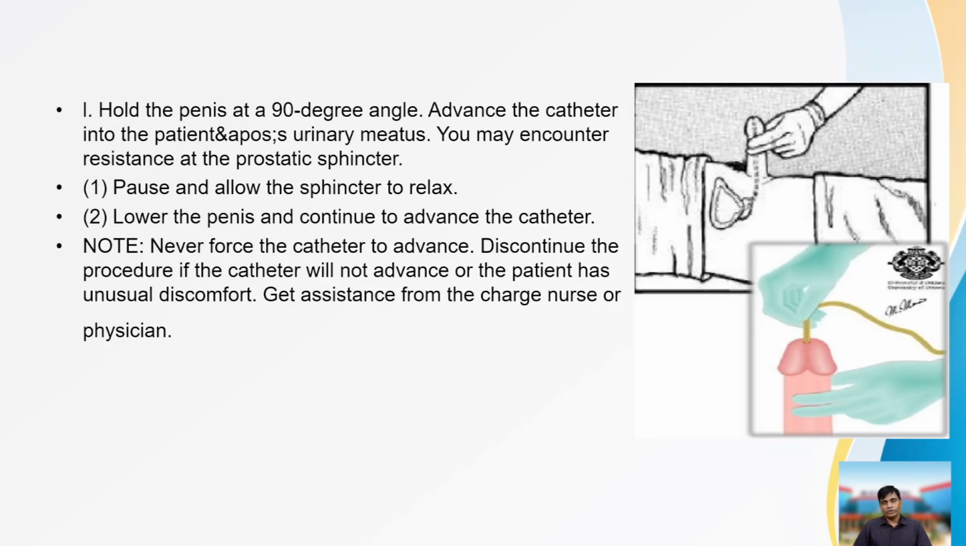Hold the penis at a 90-degree angle. Advance the catheter into the patient's urinary meatus. You may encounter resistance at the posterior sphincter. You can also see this picture. We have to show this picture.